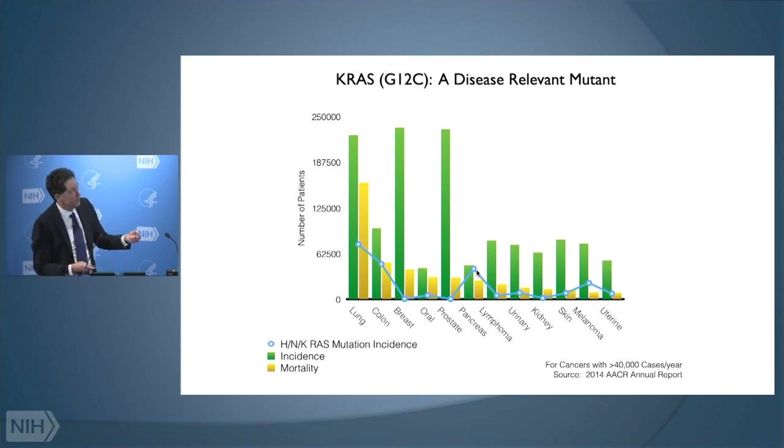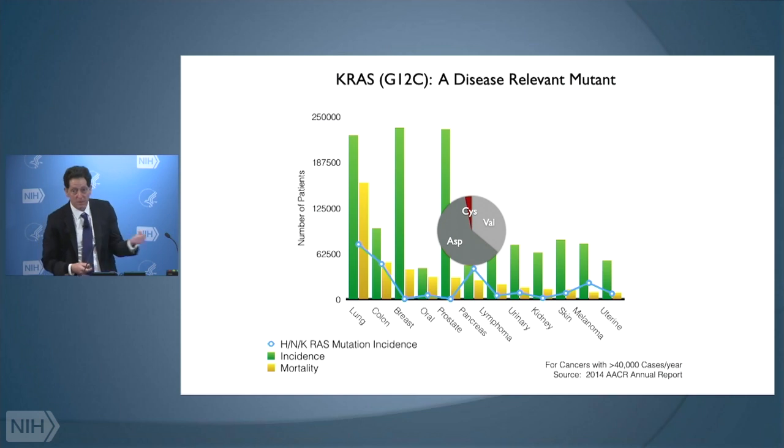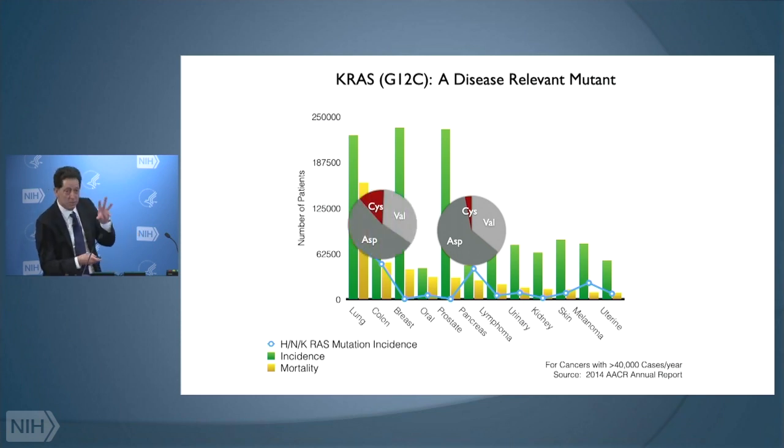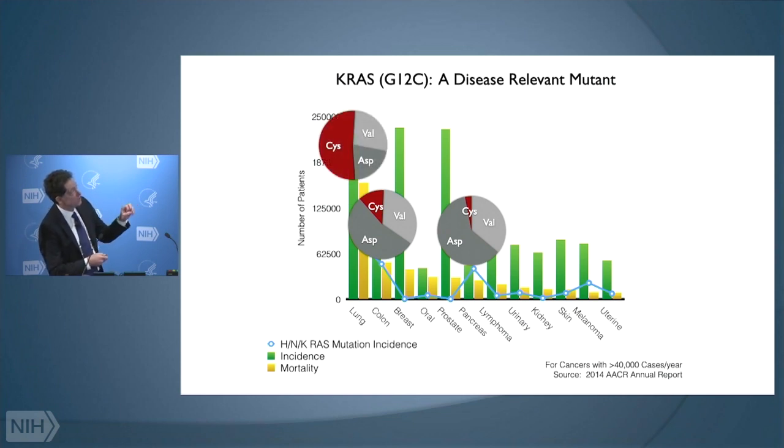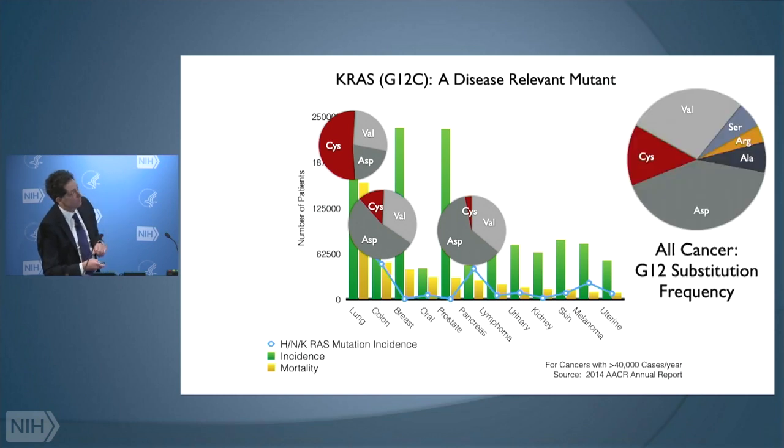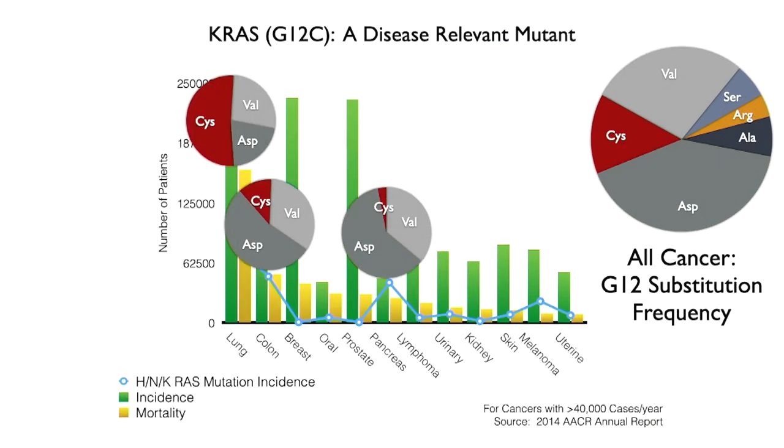The glycine 12 can be mutated to any number of single base pair amino acids that will switch over the codon, and in pancreas, it's aspartate, then valine, then cysteine. In colon, the spectrum changes a little bit, and you get a growing in of cysteine and a decrease of aspartate. And in the smoking-induced cancer, the dominant mutation is cysteine. And when you look at all of the frequencies and put them all together, the order is aspartate, valine, cysteine, and then several others, serine, arginine, and alanine.